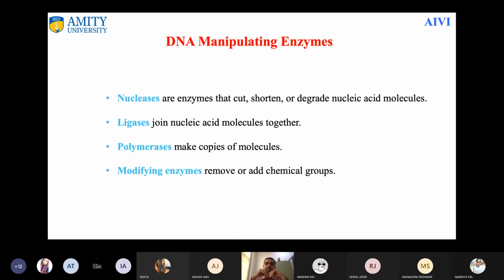And the next class of enzyme is the polymerase. As the name polymer suggests, the job of this enzyme is polymerization. DNA is a polymer of nucleotides. The job of polymerase is to bring nucleotides together and make a long chain of DNA. So if you give nucleotides to your polymerase, it will form a DNA sequence.